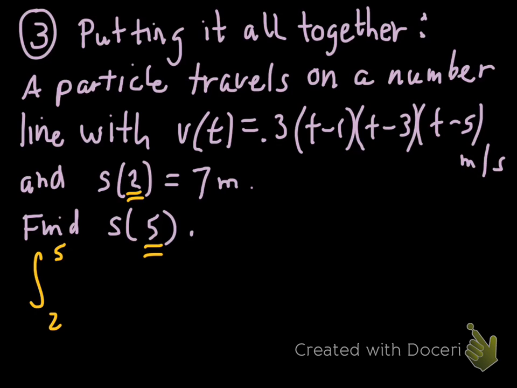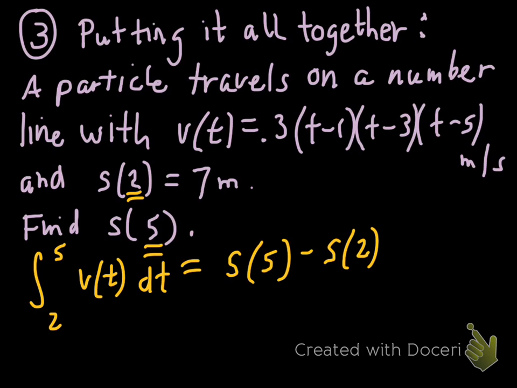And of course I am integrating the velocity function, which is that complicated 0.3 times (t - 1) times (t - 3) times (t - 5). I know I can do that on my calculator. I'm going to evaluate the velocity function from 2 to 5. And FTC1 tells me that this is going to be equal to the position of the particle at 5 minus the position of the particle at 2.